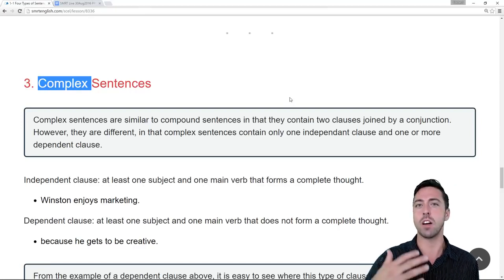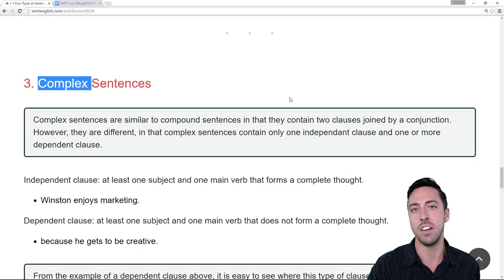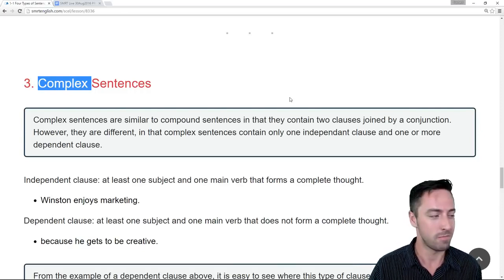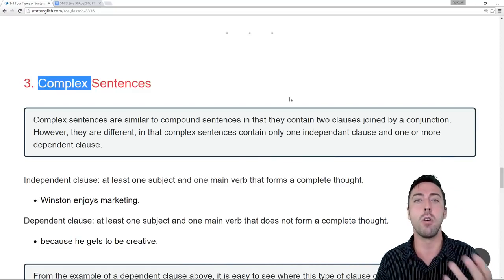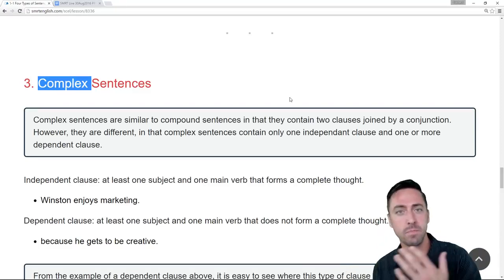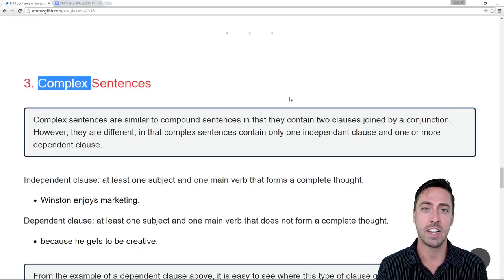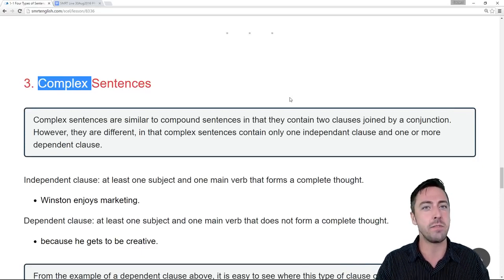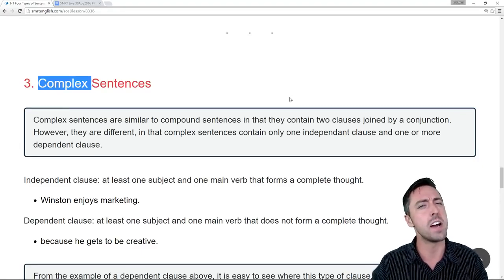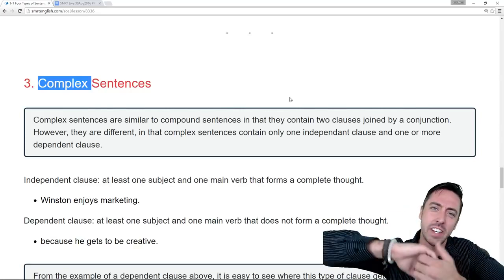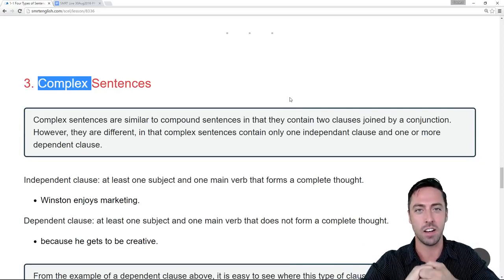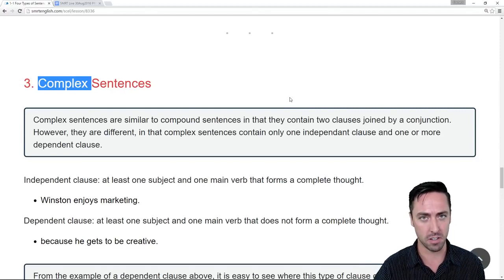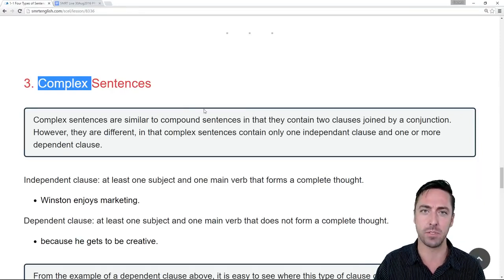For example, if I walked up to someone and I said, although I am tired, and I walked away, I didn't say anything else, they might think I'm a crazy person because it doesn't give a complete thought. It doesn't give enough information. We need to connect it to an independent clause, something that can stand alone by itself. It's like an anchor for that dependent clause. Let's look at some examples of those.